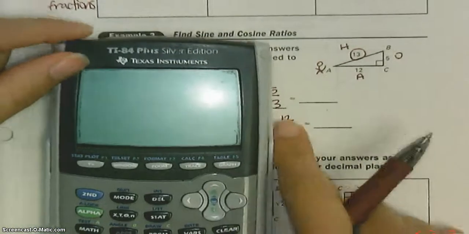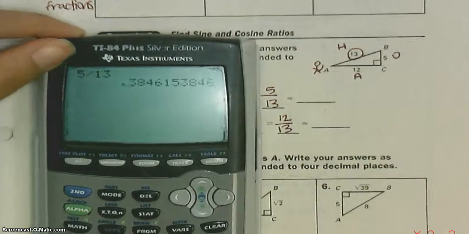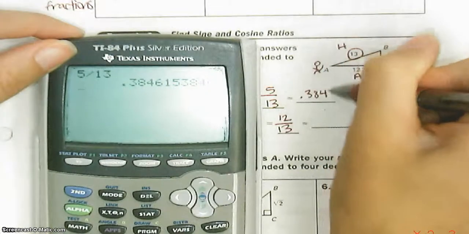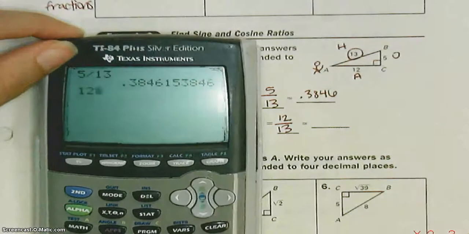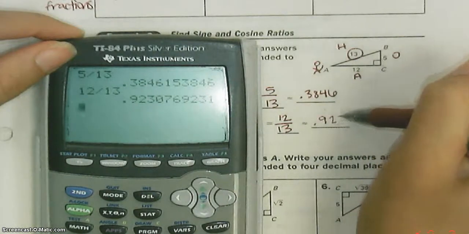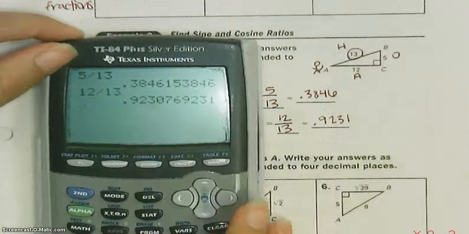So all we're going to do is just 5 over 13. 5 divided by 13, 0.3846. 12 divided by 13 is 0.9231. Notice that 7 rounds the 0 to a 1.